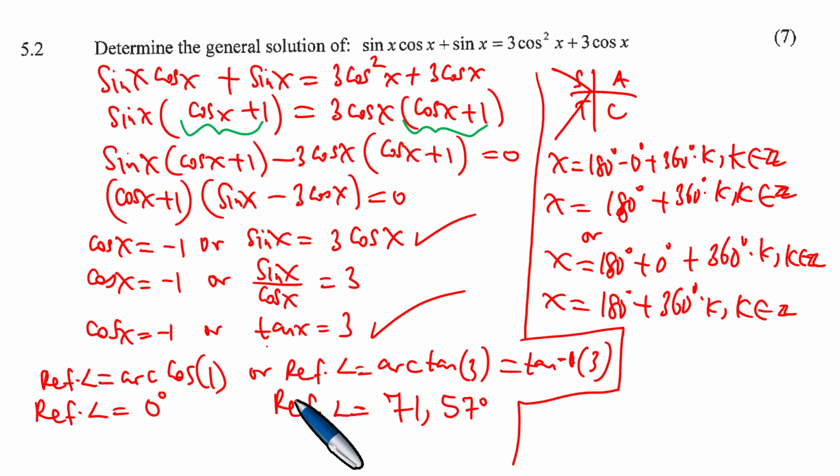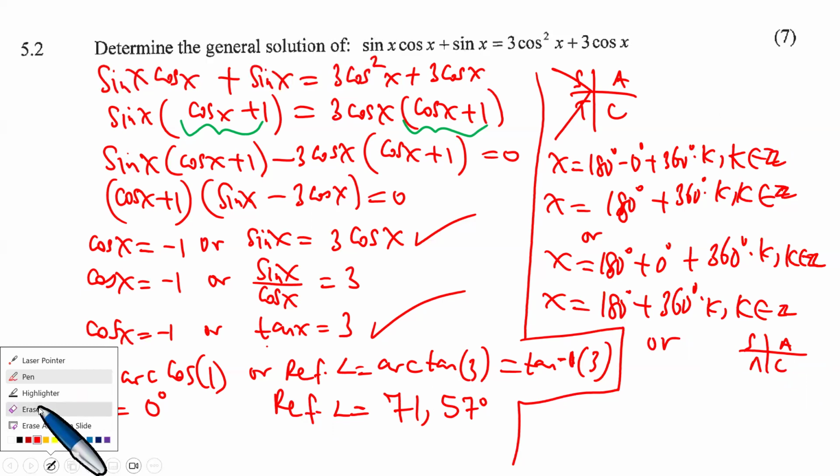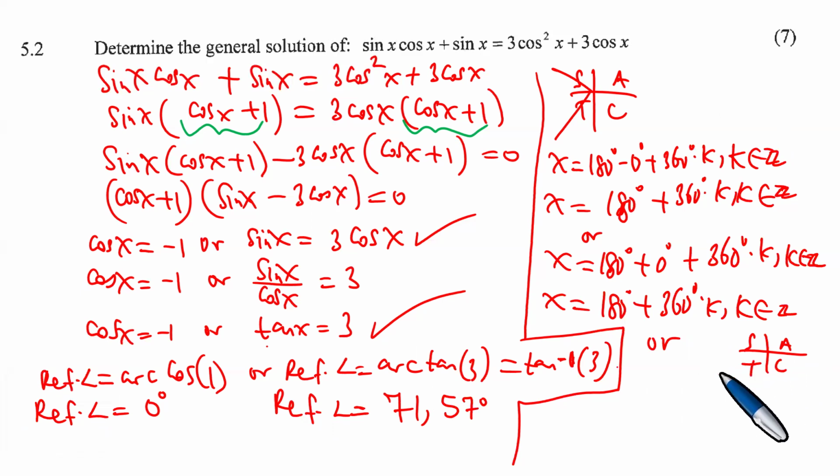Now the tangent. Obviously now we're dealing also with the tangent, and in view of the CAST diagram, the tangent is positive. It is positive where? This tangent is positive in the first and the third quadrants. Okay, which means therefore we're going to use the first one.